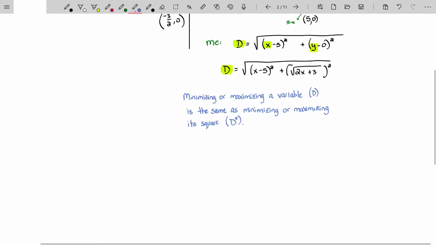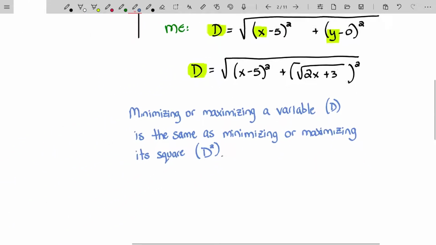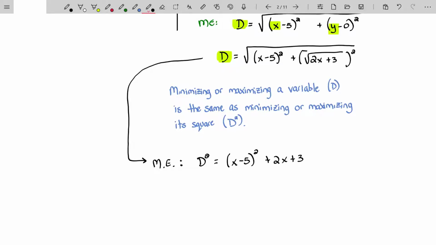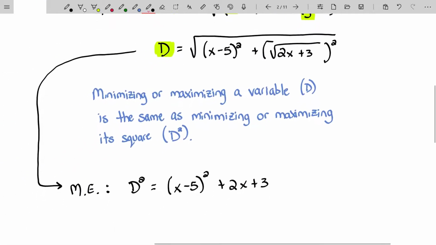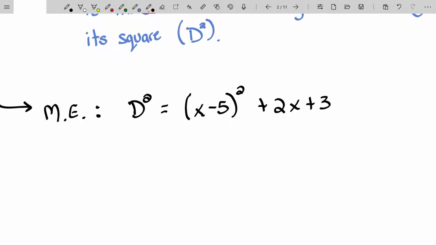So that's incredibly important because we don't have to actually deal with a square root. We can just square both sides immediately. So this means I'll just grab our master equation and I'll modify the master equation here to become d squared is equal to the quantity x minus 5 being squared plus 2x plus 3. Again, that's just because we're squaring the square root. And now what you want to do is optimize this equation. So let's go ahead and do that. Let's take the derivative implicitly of both sides.